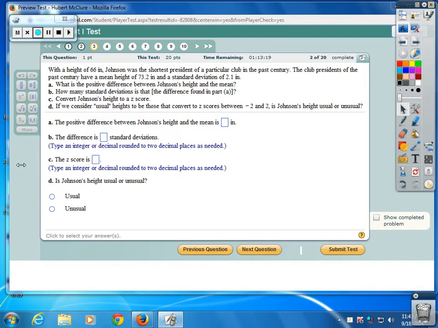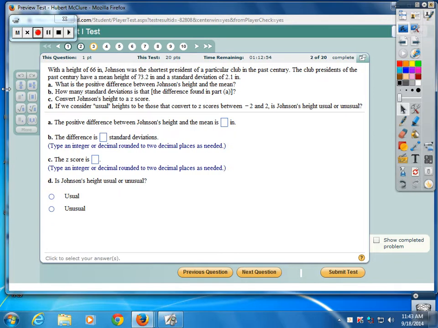I think everybody in the class can do this one. I mean, the difference is what, 6 or 5.8 or something like that? 6.8. There's no need to write these down because you're going to write the answers down. So don't write A, B, C, and D. Just write the answers.